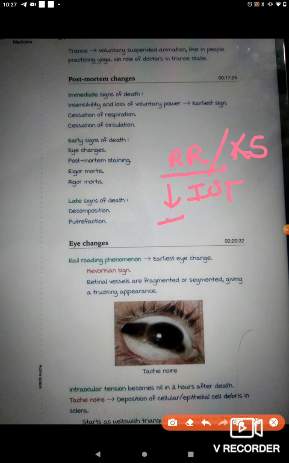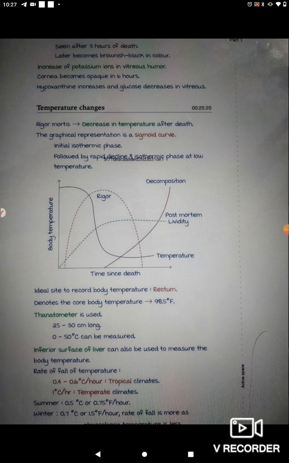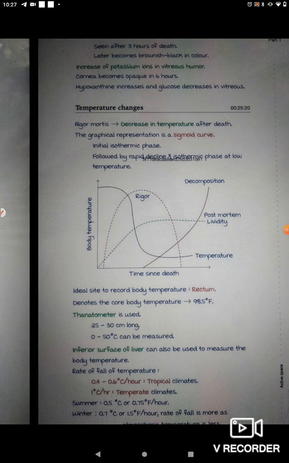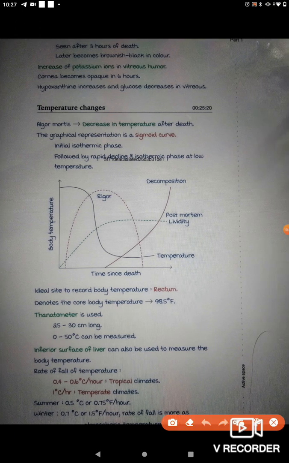After the Kevorkian sign, there is tachynoid in the eyes. Tachynoid is cellular or epithelial debris deposition on the sclera. It starts as a yellowish triangular spot, then becomes brownish black in color. It is seen 3 hours after death. And what are the changes in the vitreous humor? There is an increase in potassium ions, an increase in hypoxanthine concentration, and a decrease in glucose concentration.